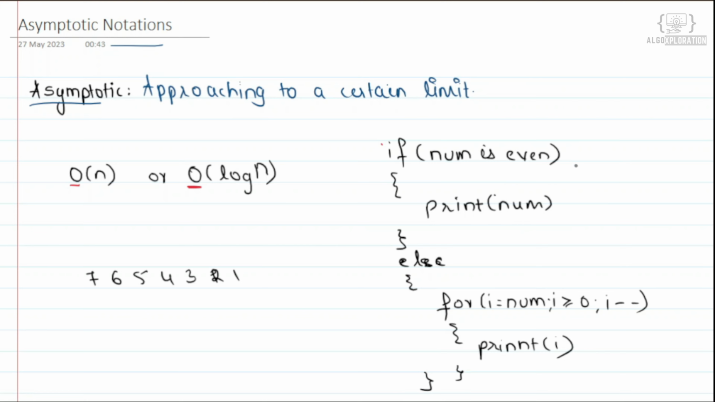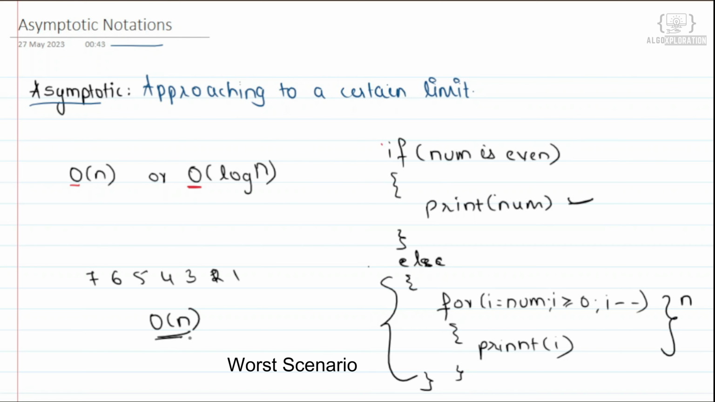So if the number is even, then we will simply print it. That's it. But if the number is odd, then this piece of code will run, and it will run for n number of times. So we can say the time complexity of this algorithm is order of n. But this is the first scenario. So we can say in the worst case, this program will run till n times. So to represent it, we used to give this notation.